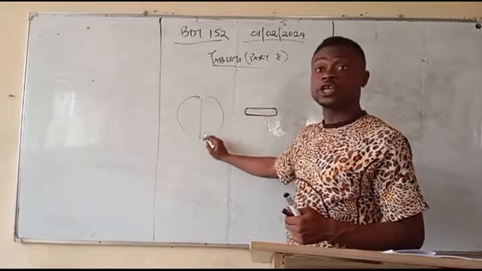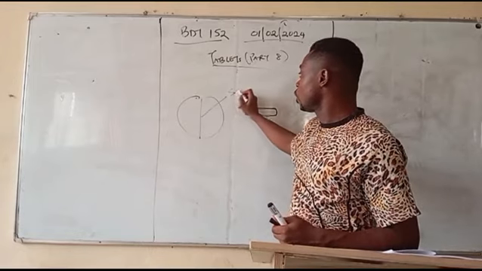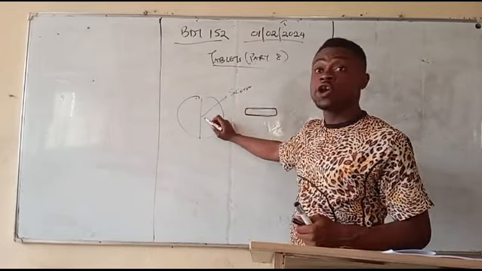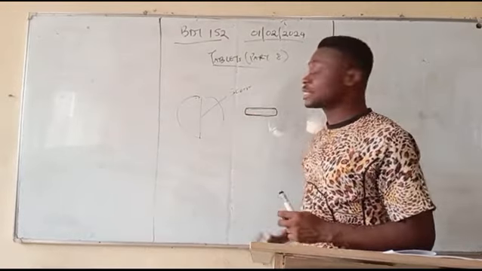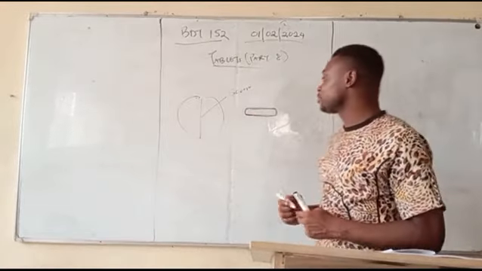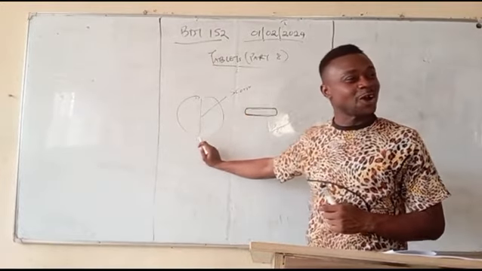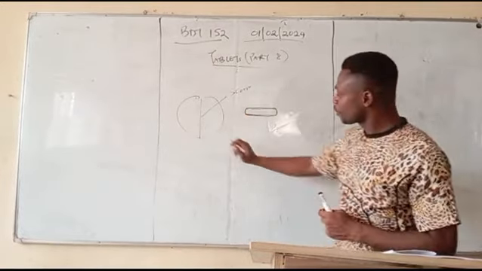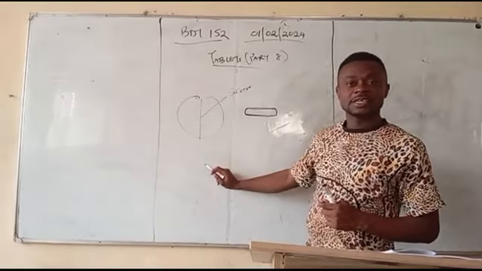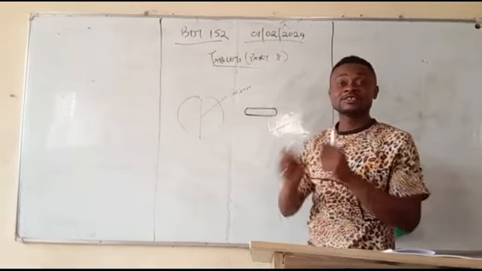We call it scoring. It's a score tablet. Now, the reason for this score is that you can easily break it in case you want to give half.